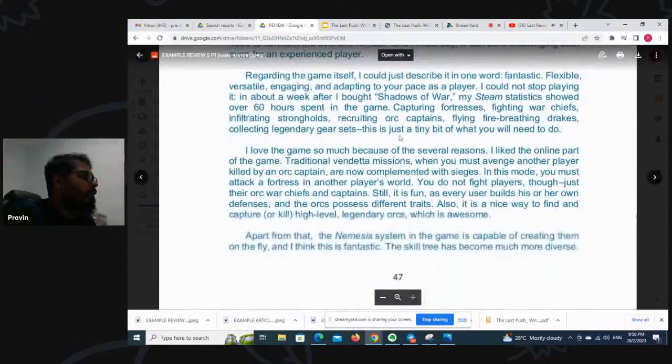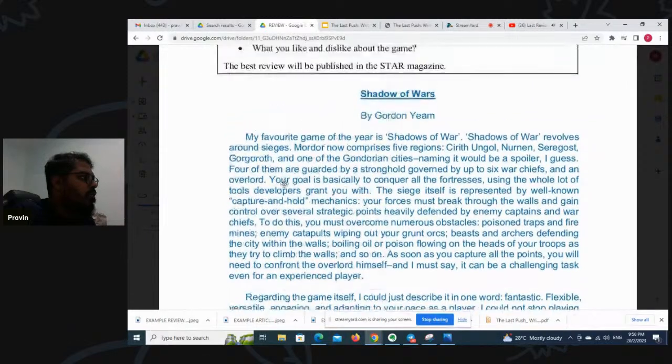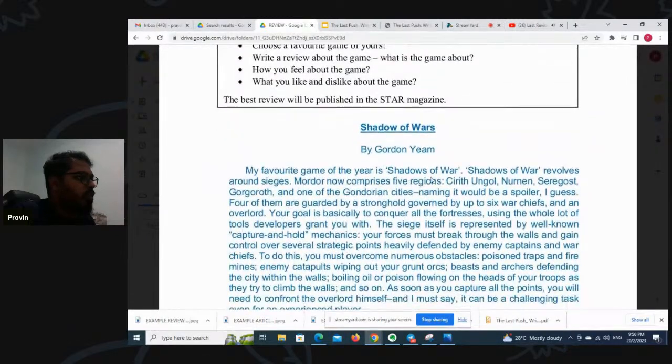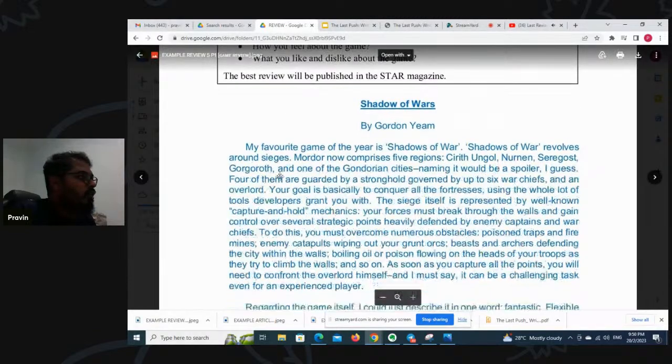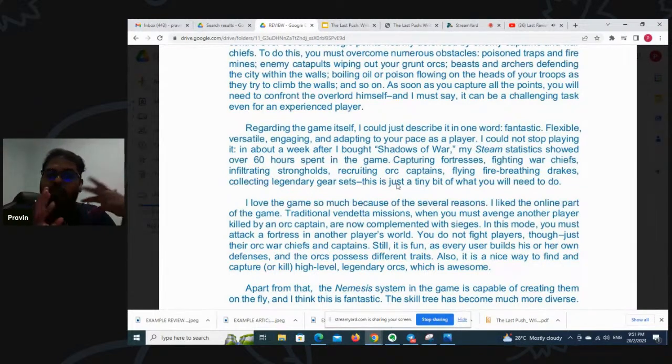How many paragraphs does this one have? This I think has a lot of paragraphs too. And you can see my favorite game of the year is Shadows of War. It revolves around sieges. Again, you can see what it is trying to convey here. If you write a review, you must really understand what you are writing. If you don't understand what you are writing, then you have to fry it. If you are not good at frying, try not to do the review.